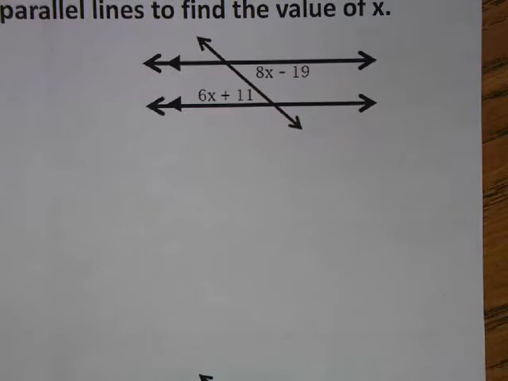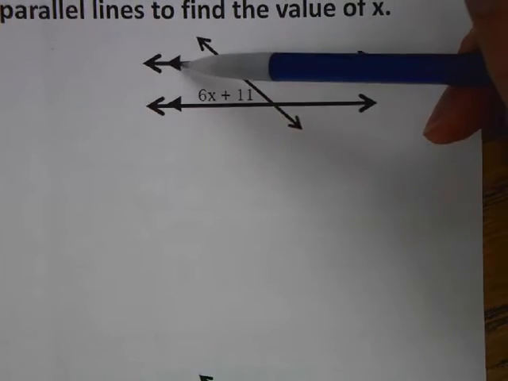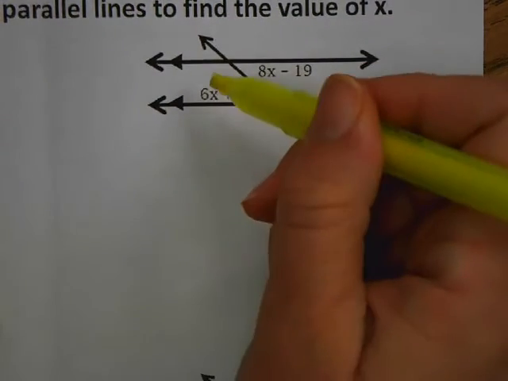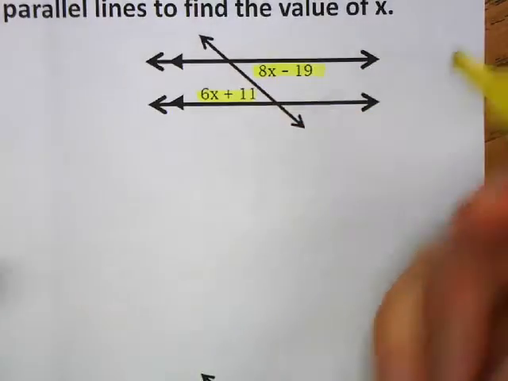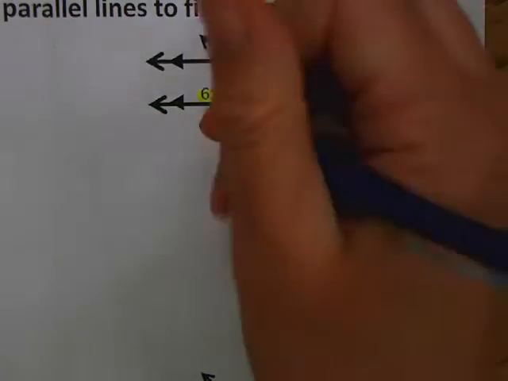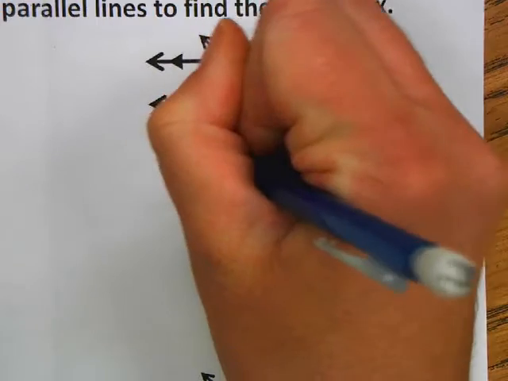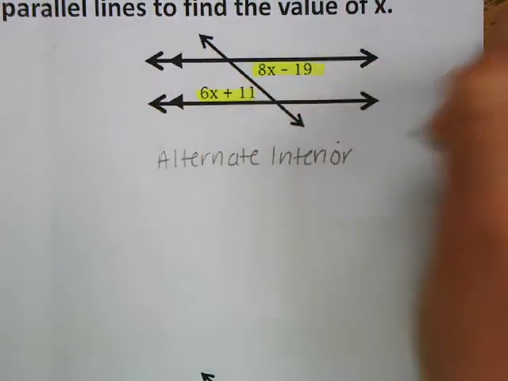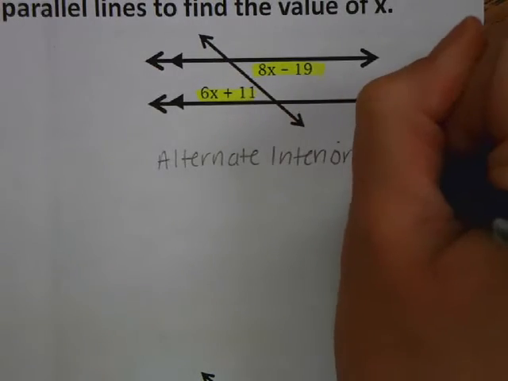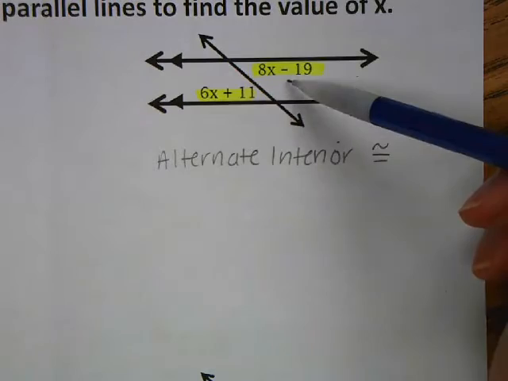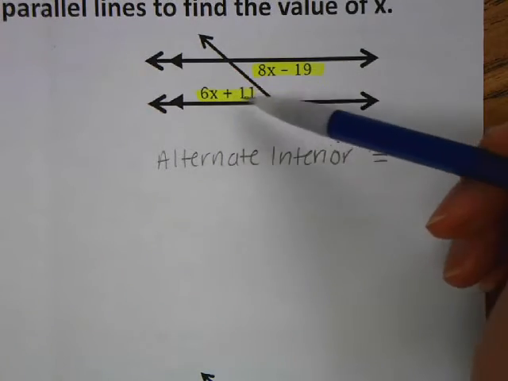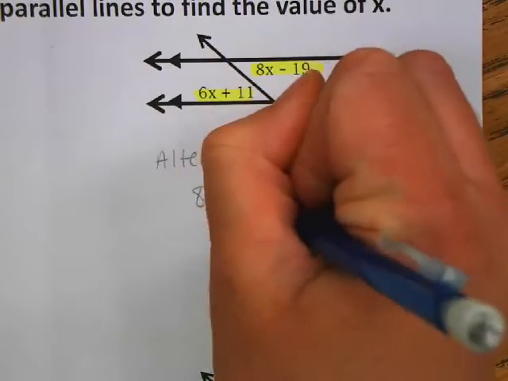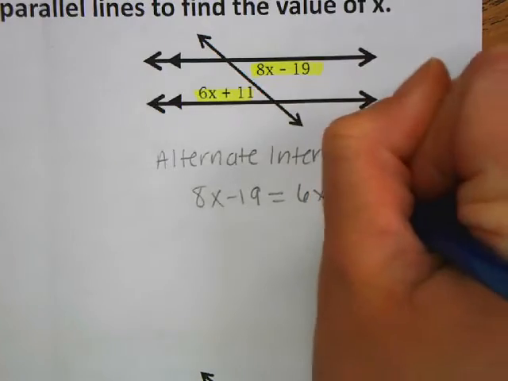Moving over to the next example, again, we have two parallel lines cut by a transversal, and this time we are given alternate interior angles. And alternate interior angles are congruent. So that means that the measure of these angles are going to be equal. So 8x minus 19 is going to equal 6x plus 11.